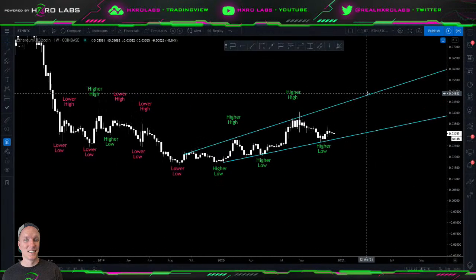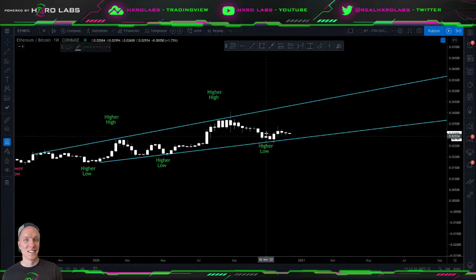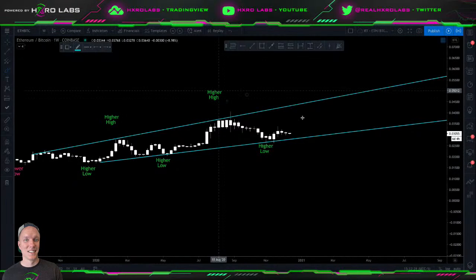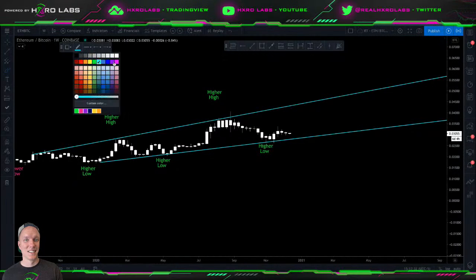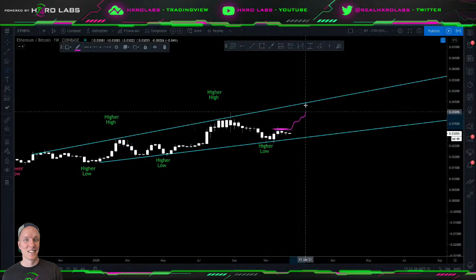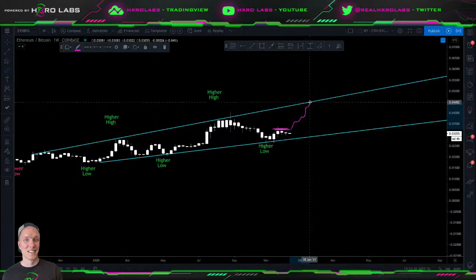So let's zoom in and unpack that. If we break above here, let's turn off the magnet. If we break, I need a bit different color. Let's go pink. If we break above here, expect a fairly aggressive move right up into here. That will be first stop.